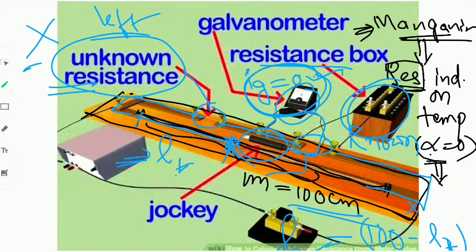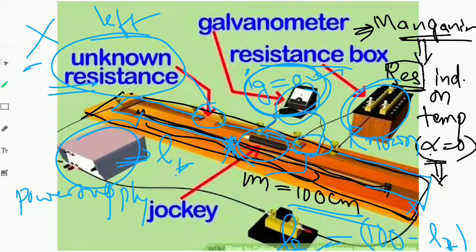The other length L2 can be written as 100 minus L1. And this is the power supply, connected to a plug key. This is the experimental setup of this meter bridge.